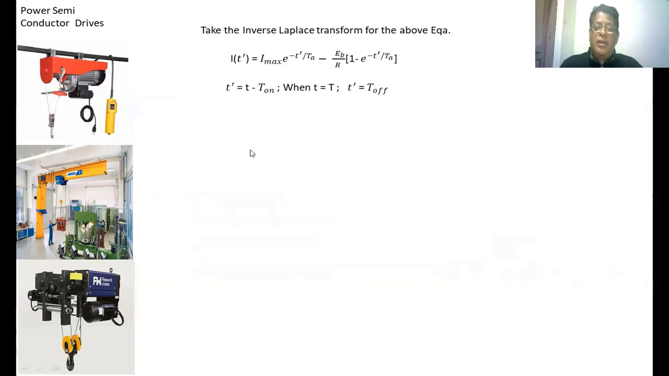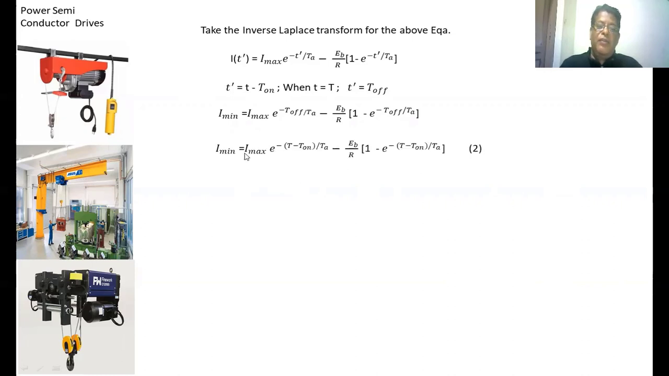Now we are going to apply the final boundary conditions. When T equals capital T, then T dash equals T off, and I of T dash equals I minimum. Now you substitute all these values in the above equation. We get I minimum equal to I maximum into e to the power of minus T off by Ta, minus EB by R into 1 minus e to the power of minus T off by Ta. We know that T equals T on plus T off, where T off equals T minus T on. So in place of T off, we substitute T minus T on.